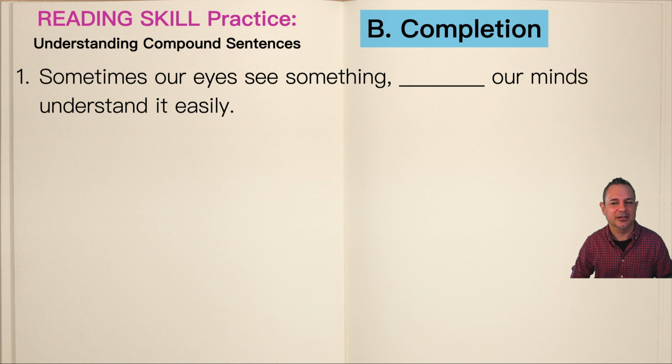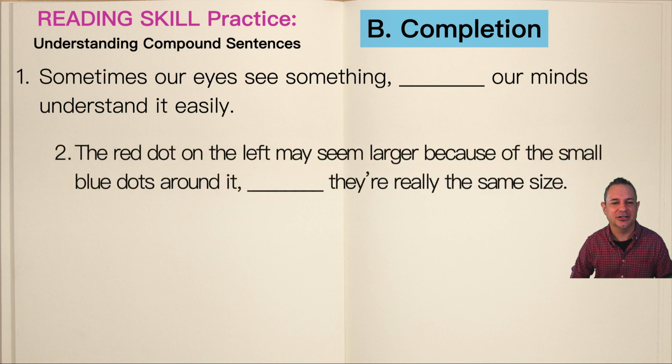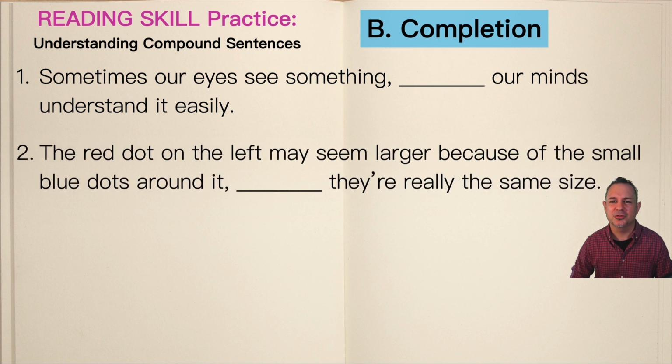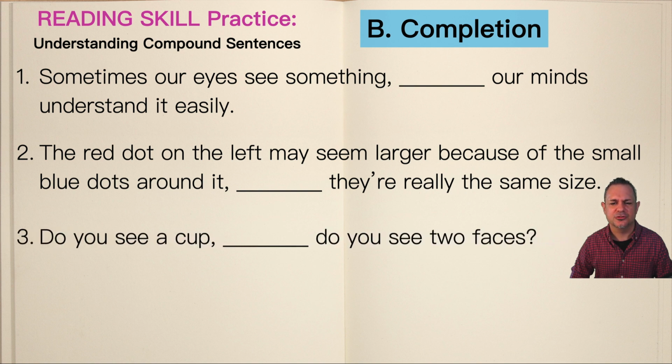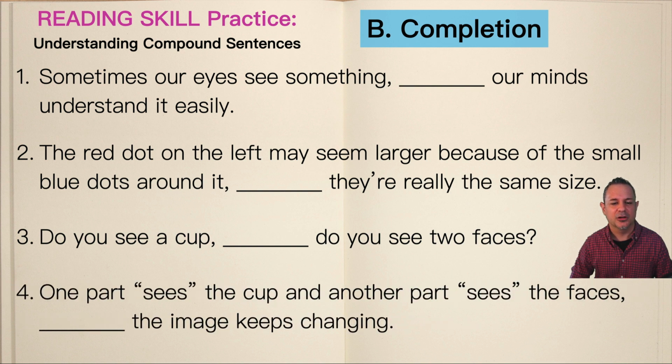Sometimes our eyes see something blank, our minds understand it easily. Number 2, the red dot on the left may seem larger because of the small blue dots around it. Blank, they're really the same size. Number 3, do you see a cup? Blank, do you see two faces? And number 4, one part sees the cup and another part sees the faces. Blank, the image keeps changing. Which conjunction will you use for each of these sentences? This time, I'll give you 30 seconds to choose the right answers, starting now.